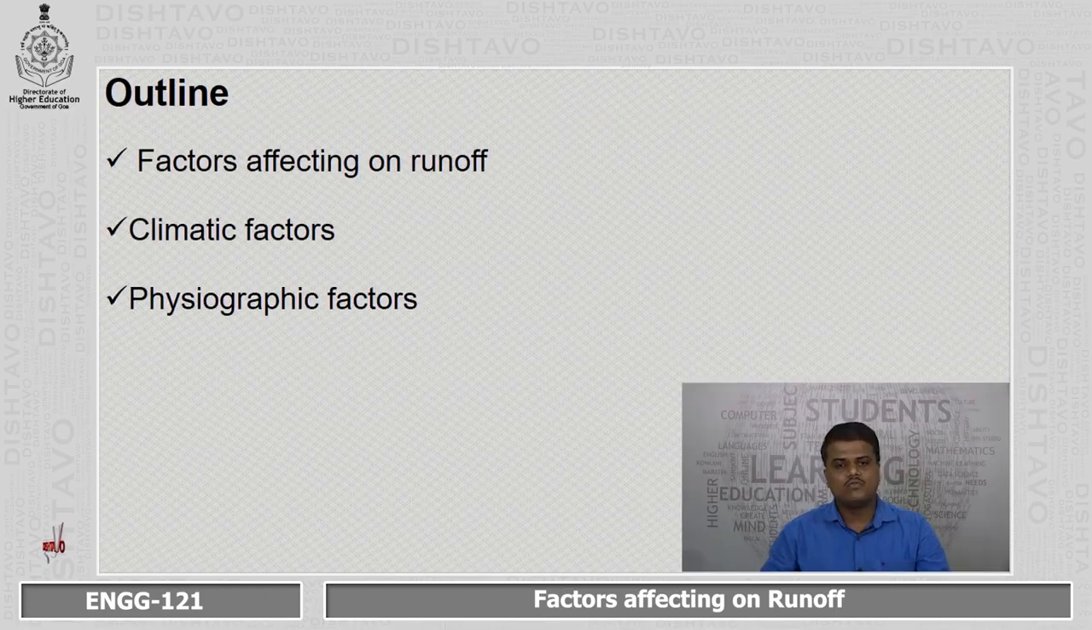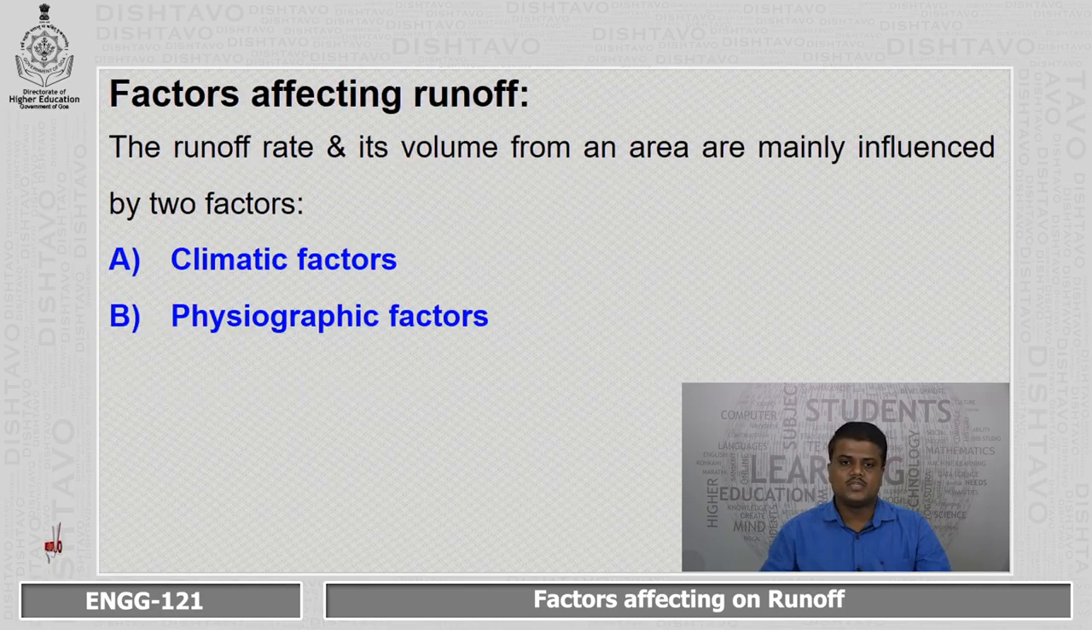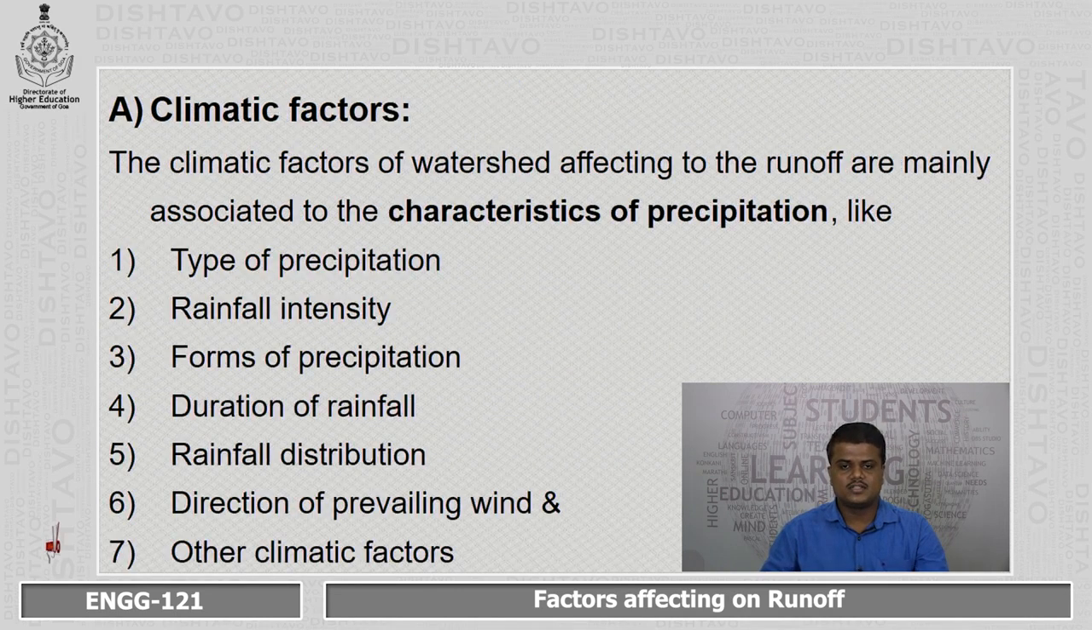The outline of the module is factors affecting runoff: climatic factors and physiographic factors. At the end of this module, we will all be able to learn about the factors affecting runoff, that is climatic factors and physiographic factors, in detail. Basically, there are two types of factors which affect the runoff rate and its volume from an area, that is climatic factors and physiographic factors. We will discuss all these factors in detail.